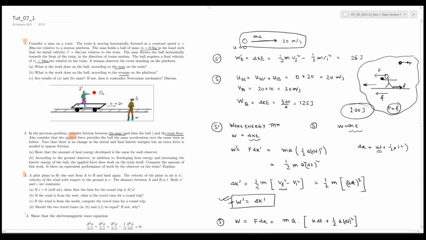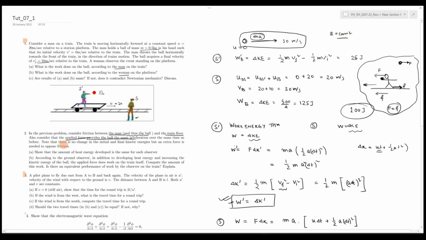So now see, consider a friction between the man and the train floor. So we have already considered that, and thus the ball. Why are they saying in bracket the ball? Because this force is coming because of this friction. Next, consider that the applied force provides the ball the same acceleration over the same time. Like whenever the speed was changing from 0 to 10, right? So during this process, the force applied is giving the same acceleration all over. That means the acceleration was constant. This is also given to us.